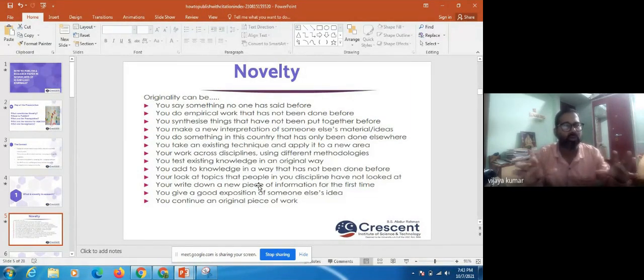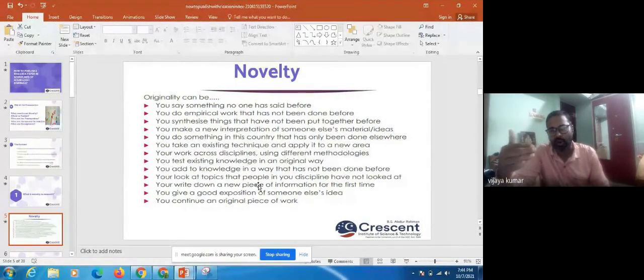I compare both the groups. I conduct rigorous statistical analysis. This is empirical research. Or I can do that even in literature. I can take two authors, do a comparative study, and make it very empirical. So social sciences researchers can achieve novelty in this way. Okay, let us say you cannot achieve novelty in this way. What are the other ways you can achieve novelty?